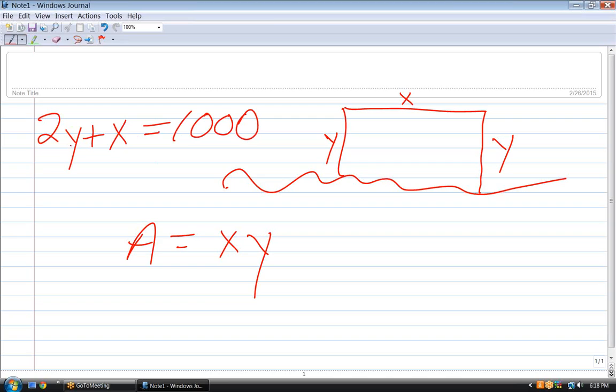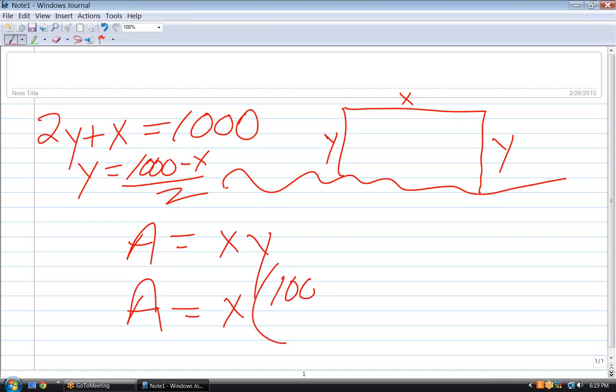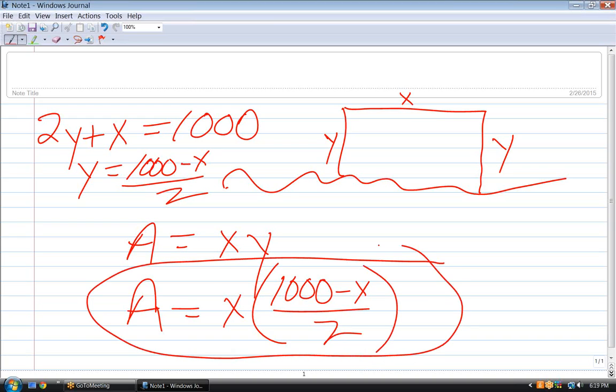That allows me to make y a function of x or make x a function of y. And either one you can do. Just to be consistent, we'll work with x. I will solve this for y. So y is going to be (1,000 minus x) divided by 2. So now I can plug that into my area function. So my area function is x times (1,000 minus x) over 2. And now we have an area function that is a function of only one variable, x. Right. So all I have to do is differentiate that function, set it equal to 0, solve for x.